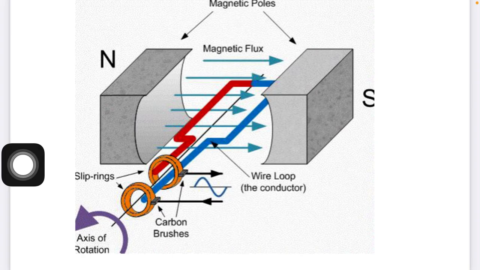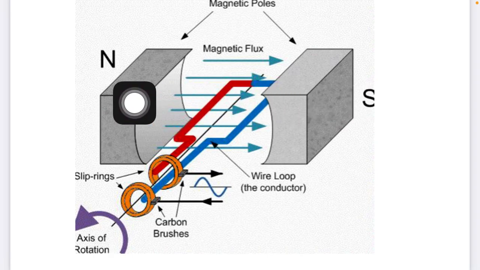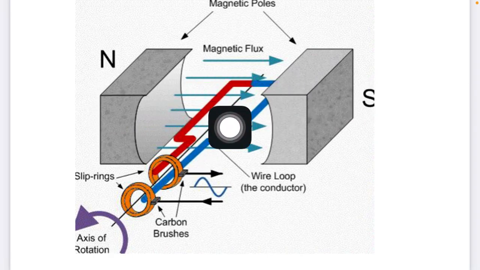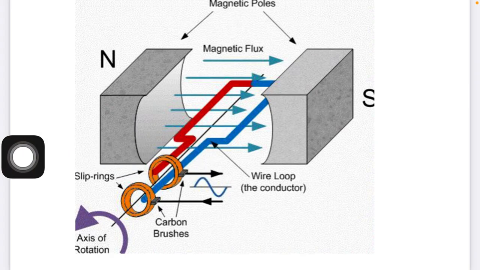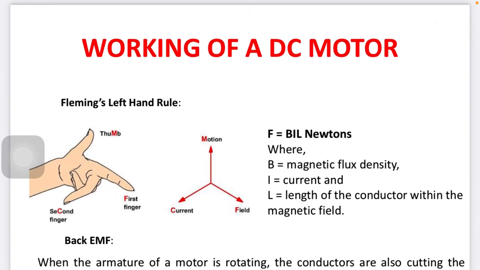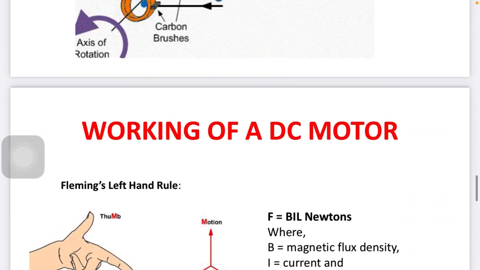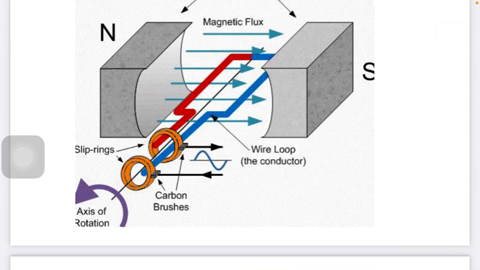Whenever the current carrying conductor is placed in the magnetic field, from N to S, it experiences a mechanical force according to F equals B L I sin theta. The direction of rotation is decided by Fleming's left hand rule. The first finger indicates the direction of the magnetic field, and the second finger indicates the direction of current. If you are talking about the red side, the direction of current is like that.